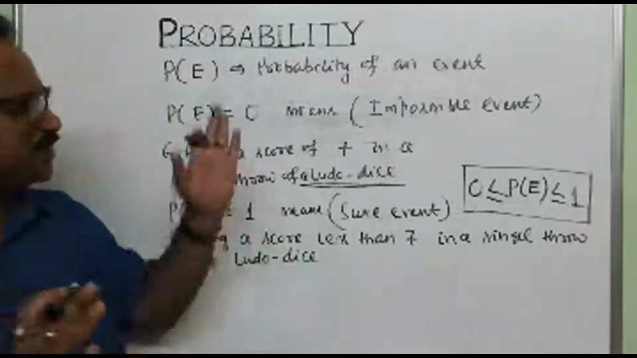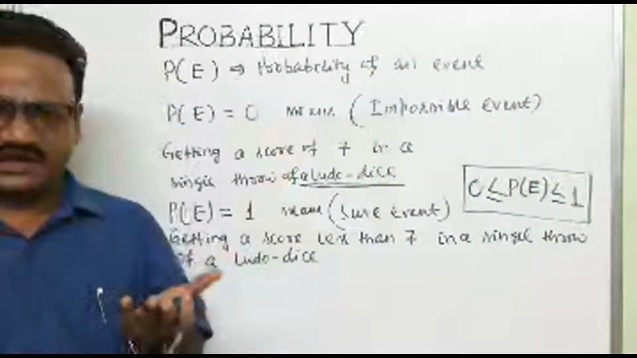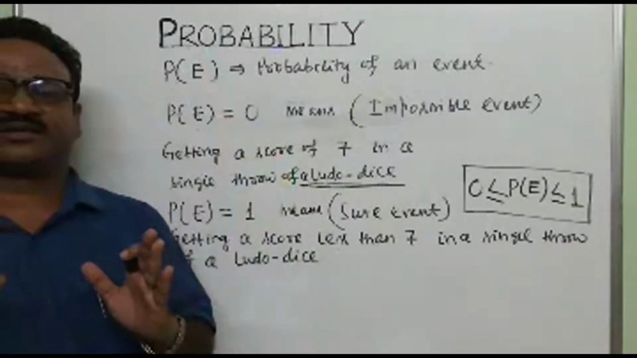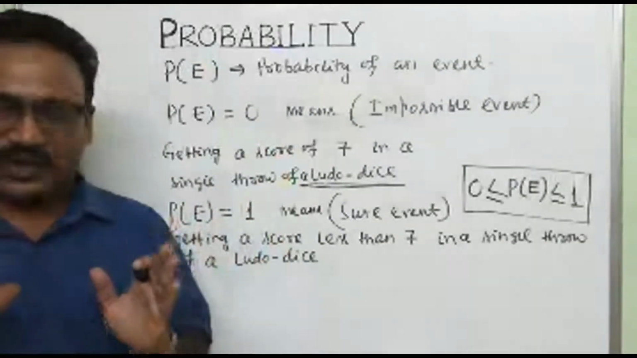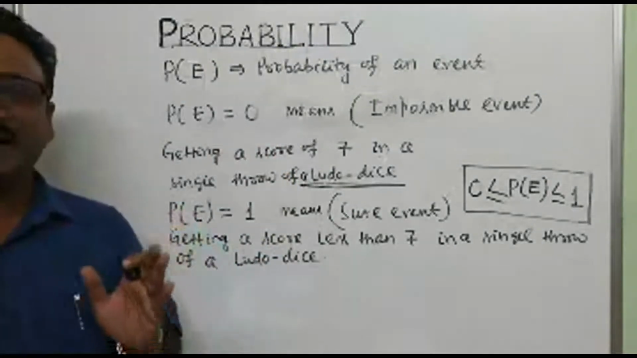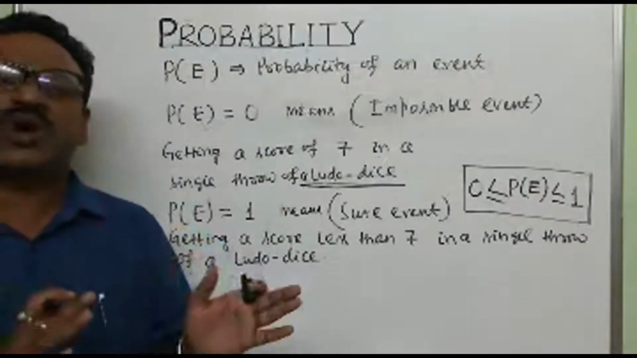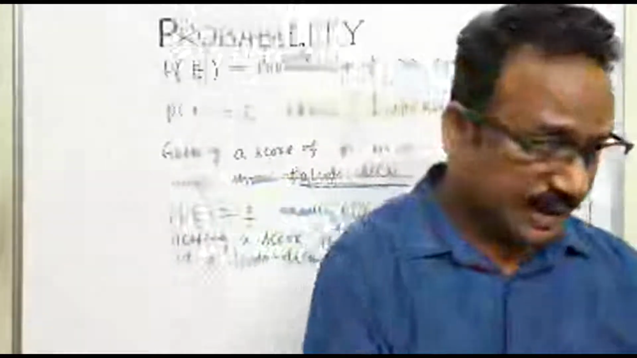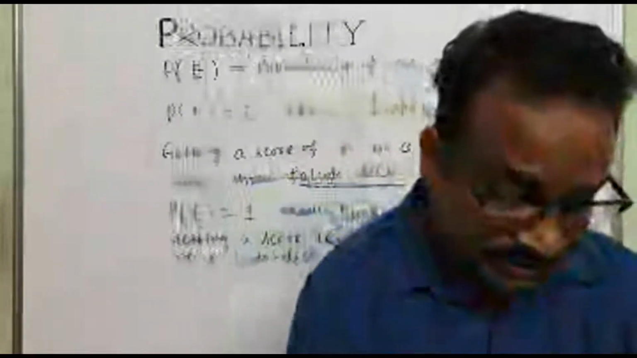Okay. If impossible, P is 0. If sure, P is equal to 1. Others lie between 0 and 1. So probability basically lies between 0 and 1. If 0, impossible. If 1, sure event.